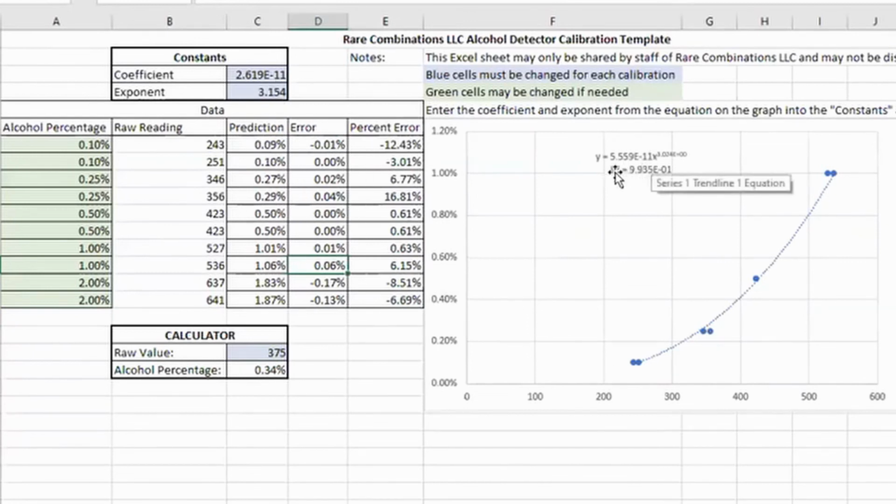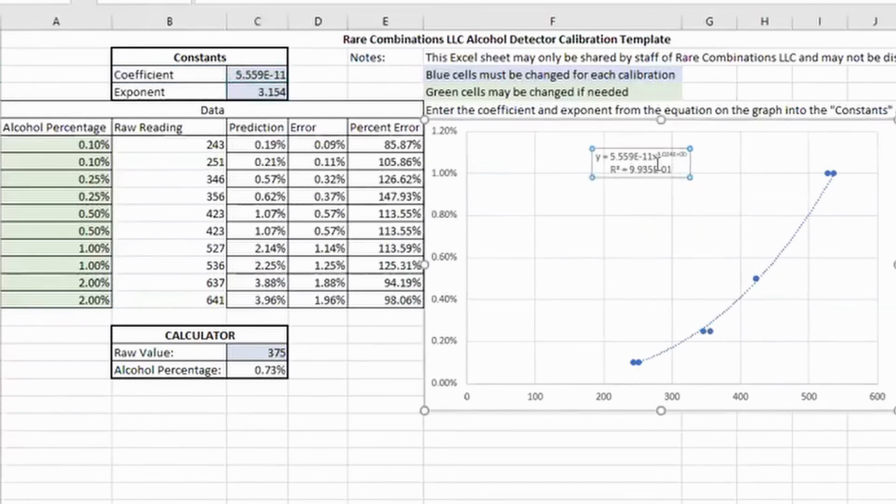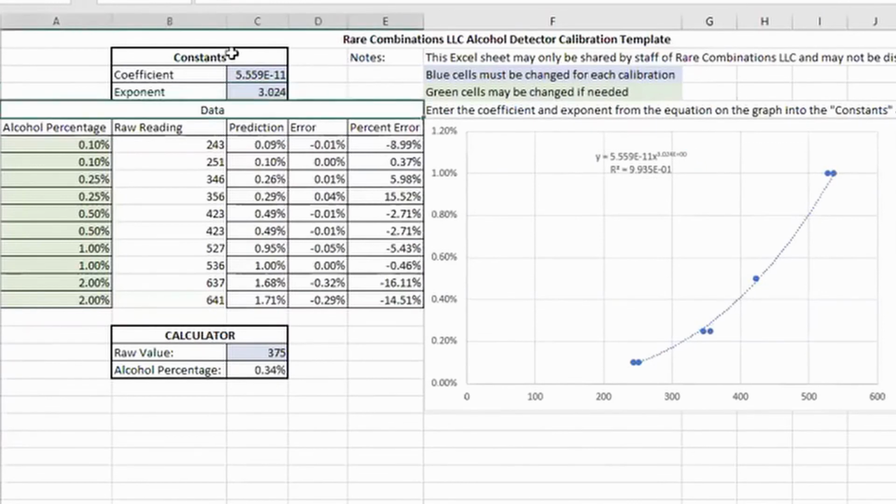So again, I'm going to take these numbers. In this case, it's 0.10 zeros because it's E negative 11 here, and then 5559. So let's type this in up here. 1, 2, 3, 4, 5, 6, 7, 8, 9, 10, 5559. And then our exponent in this case is 3.024. That number is really small, 3.024.